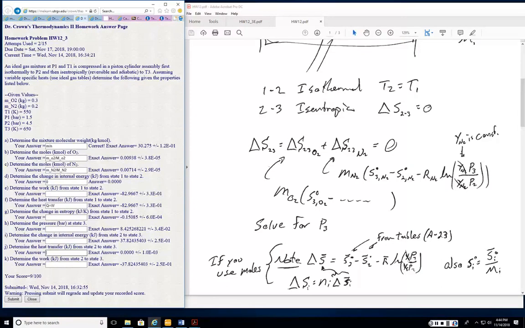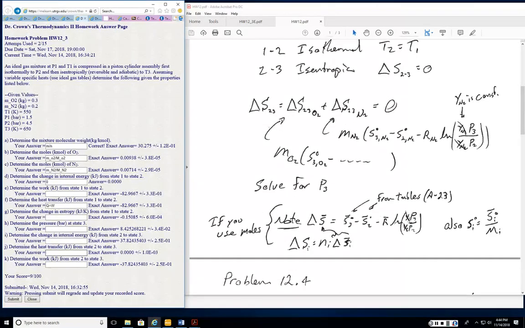So we're going to have all these terms without a natural log. Pull all those on one side of the equation, and you'll have natural log times P3 over P2 left, and then you take the inverse natural log, multiply both sides by P2, and you'll have P3. So you solve for P3 in that case.